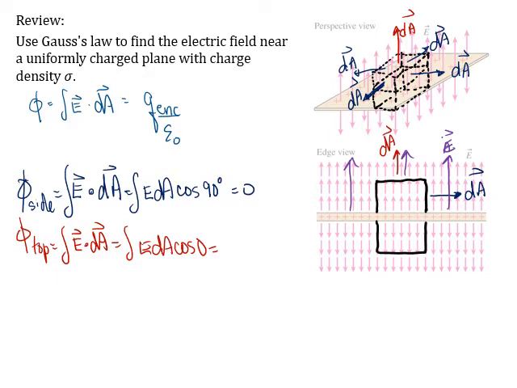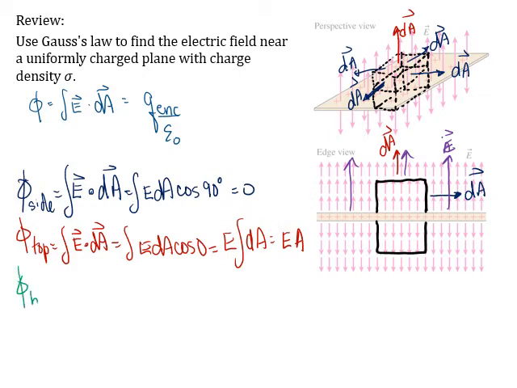We know that electric field is a constant around that plane, so we've got E times the integral of dA, E times A. A is not quite as easy this time, so let's just leave it as an A for right now, and let's come back to it in a minute.